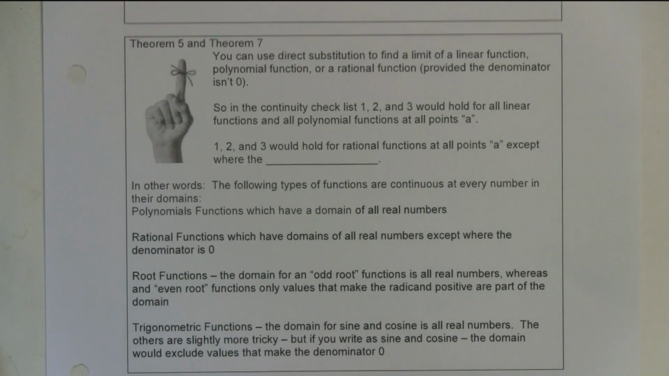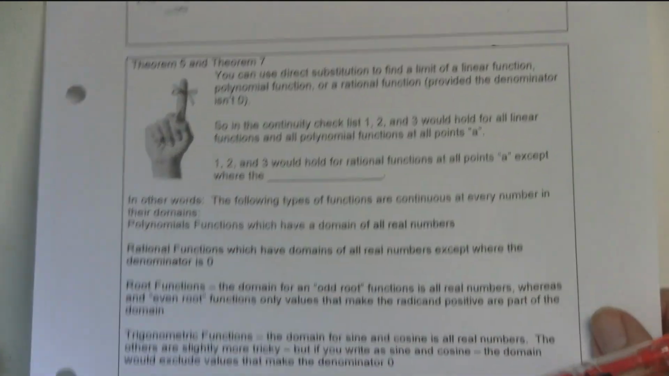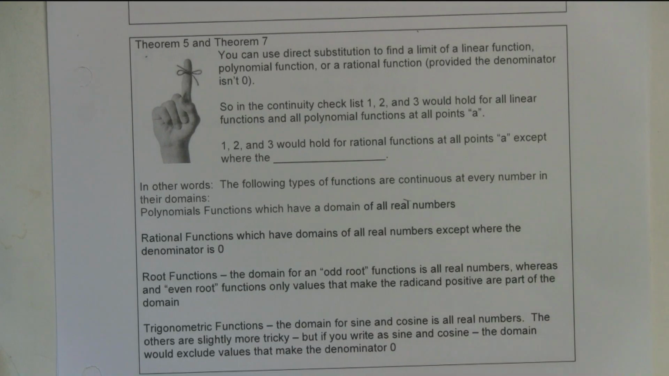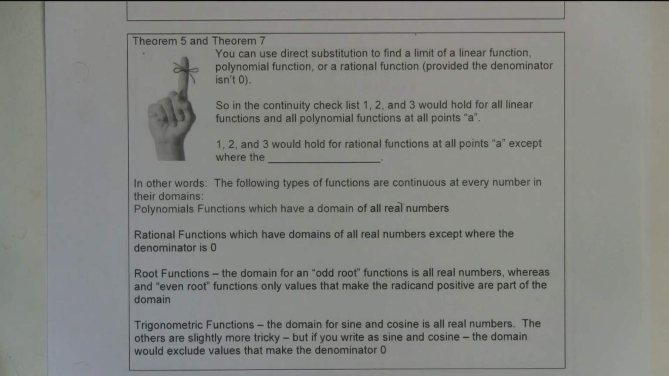And so here is a theorem out of your book. It's Theorem 5 and Theorem 7. They say that you can use direct substitution to find a limit of a linear function, a polynomial function, or a rational function, provided the denominator is not 0. So in the checklist, 1, 2, and 3 would hold for all linear functions and all polynomial functions at all points A, where A is in the domain, right?